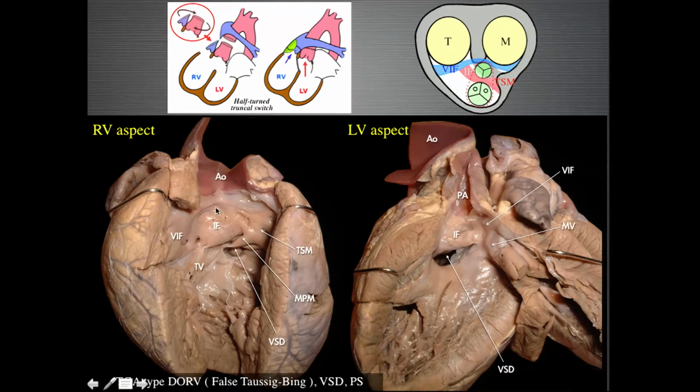Yamagishi made this one, and the aorta is here. This one is a false steady type, the infundibulum septum here. The VSD is far away from here. He can cut this line because of that.